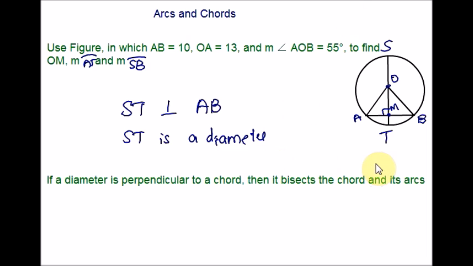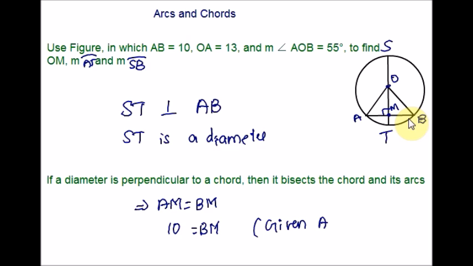So it means AM is equal to BM. It bisects means two equal halves. AB is divided into two equal pieces, AM and BM, and the pieces will be equal. It is given that AB equals 10, so BM will also be equal to 5. Am I right? AB is the entire chord. If it is equal to 10, half of 10 will be equal to 5.